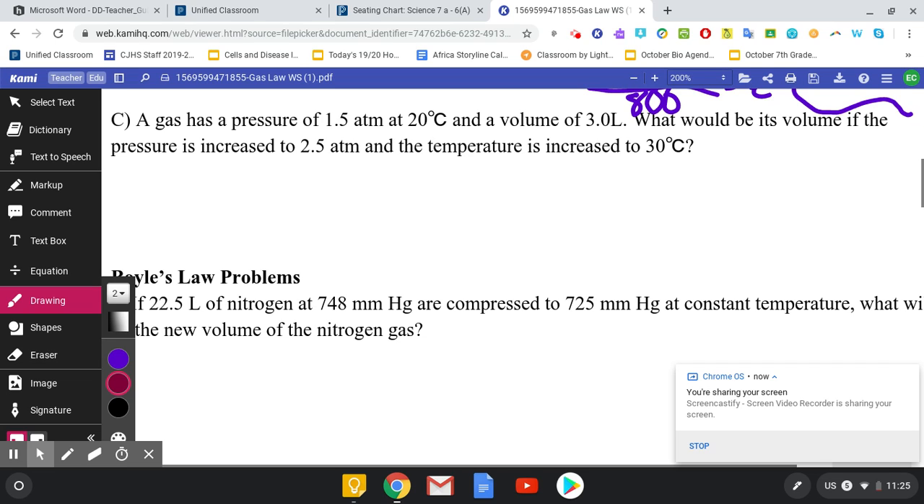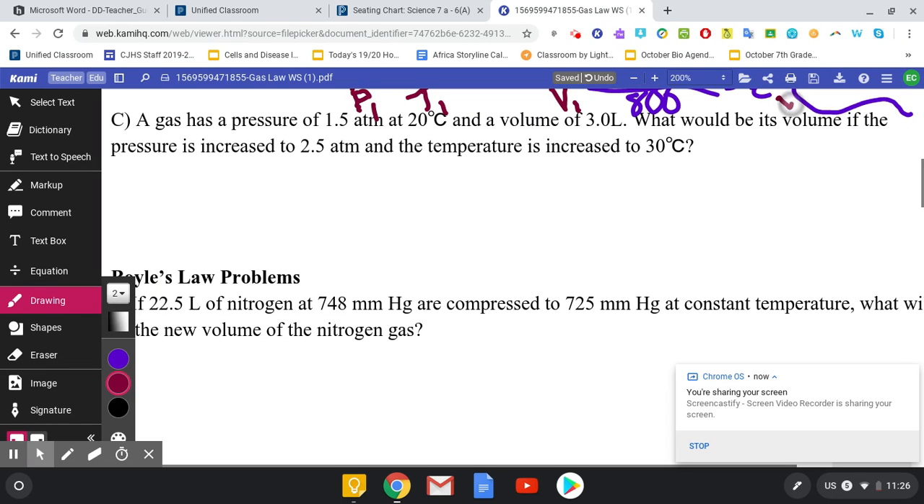In this example problem, when we're reading the question, a gas has a pressure of 1.5 atm. We know that we have a pressure here at 20 degrees Celsius. We're given a temperature. That's looking like Charles to me. And a volume of 3.0 liters. Oh my goodness, so now we have three variables and not just the two that we've been working with. What would be its volume?